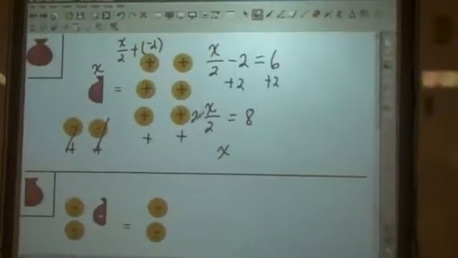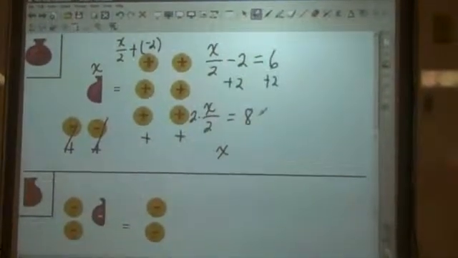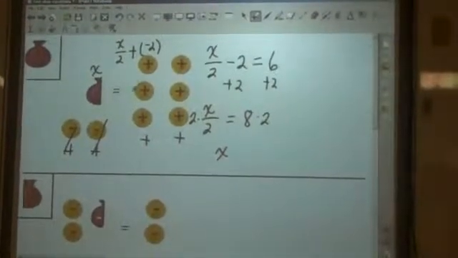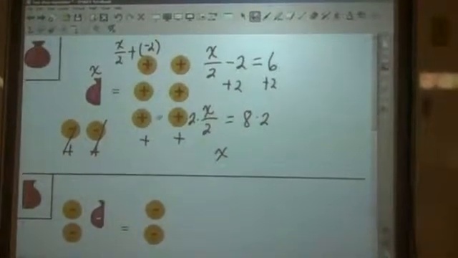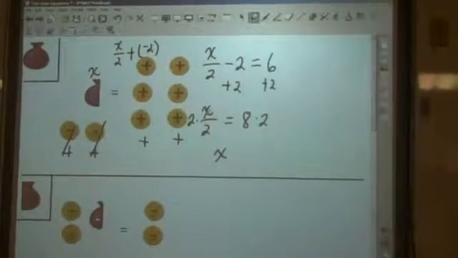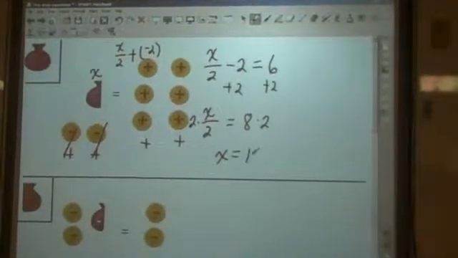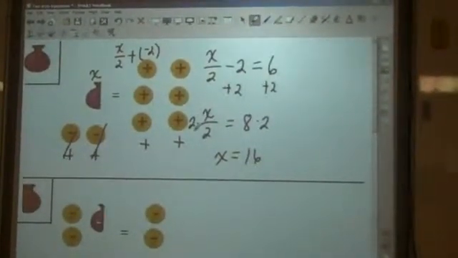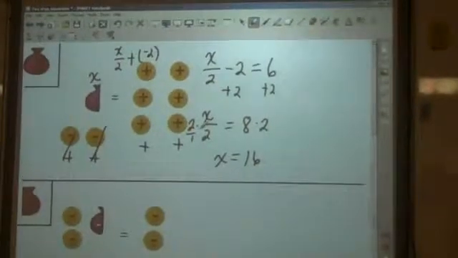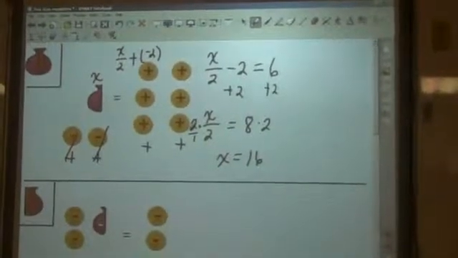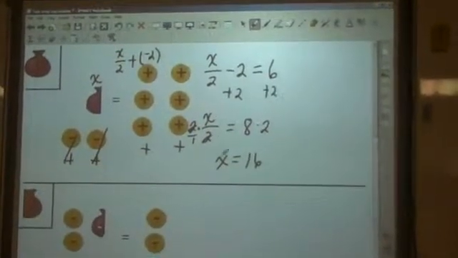So I'm going to go ahead and multiply both sides of the equation by 2. So if half a bag has 8 coins, then one full bag has 16. Remember, 2 is the same as 2 over 1. And if I multiply, I can cross simplify.